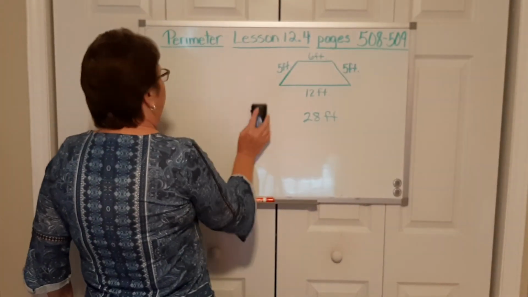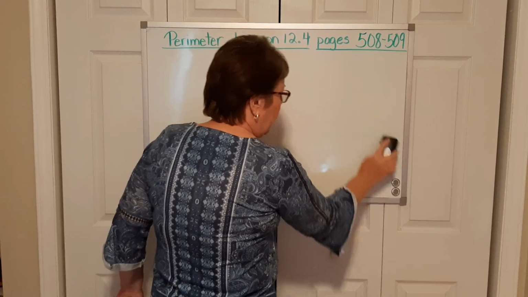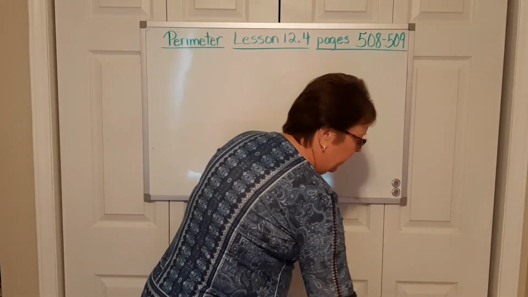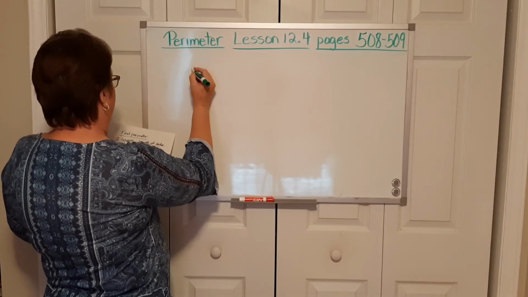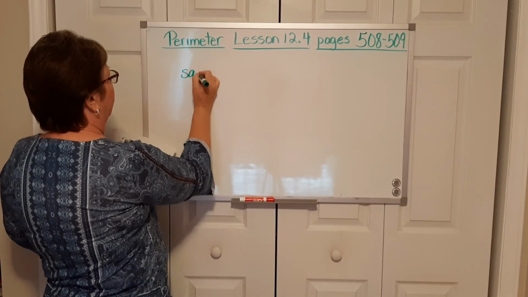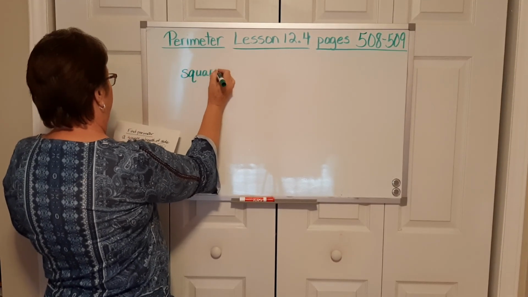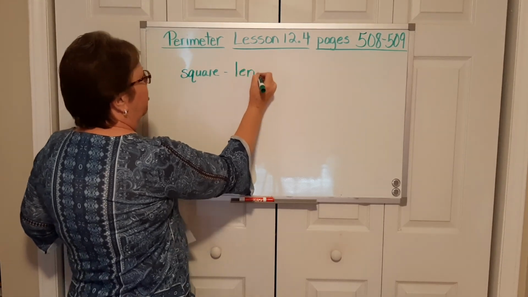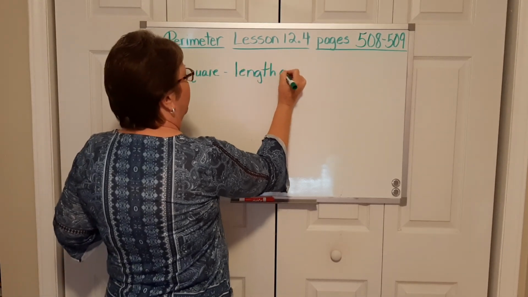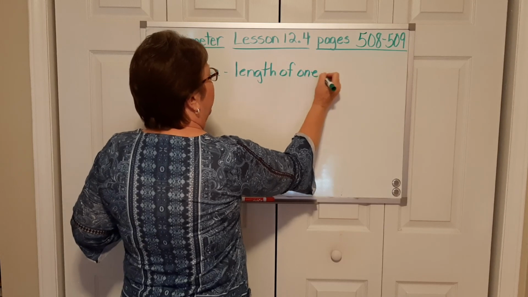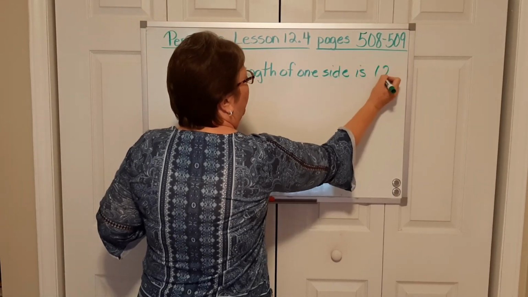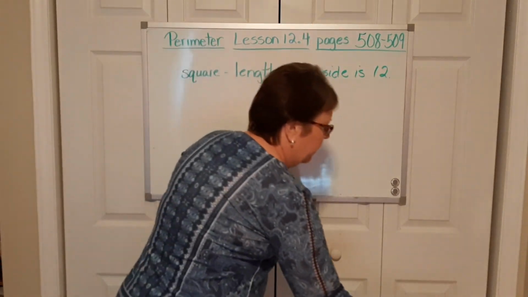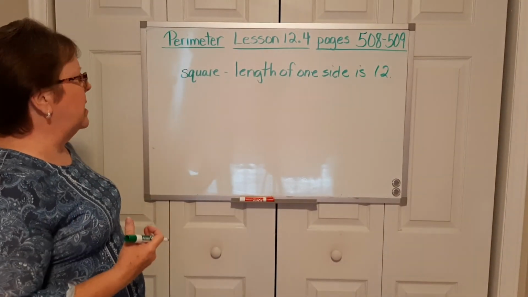Now, sometimes they won't do that. Now I'm going to ask you to find perimeter. Let's say we have a square, and the length of one side is 12. We're not going to worry about whether it's inches or feet. I just want you to get the basic concept here.